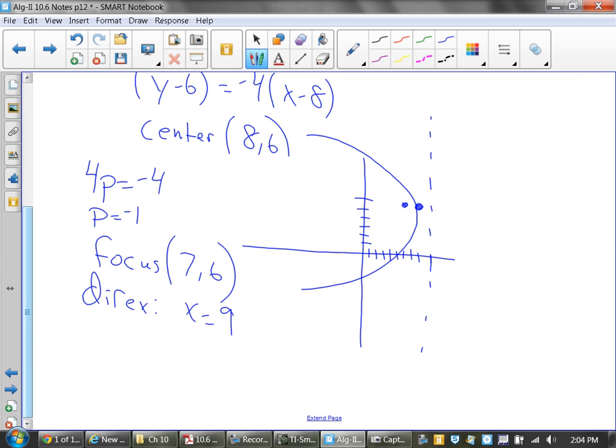So for a parabola, the only extra ones you have to label out: find the center, 8, 6. Find your focus, 7, 6. Find the directrix, x equals 9. And that's where it goes. Parabolas aren't that bad when you label them through. They're really quite simple. It's the hyperbola with all the junk that gets messy.